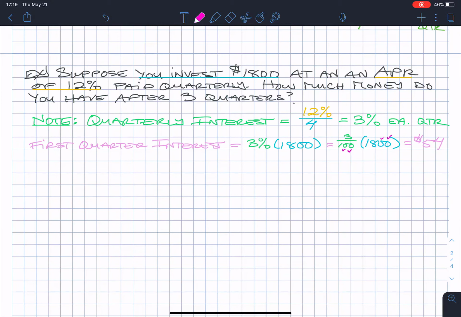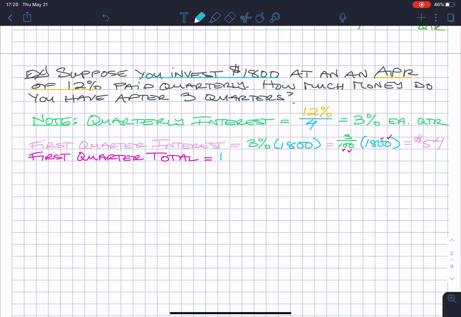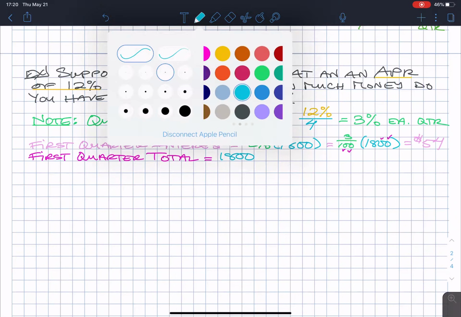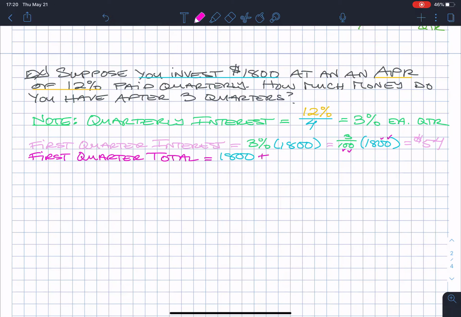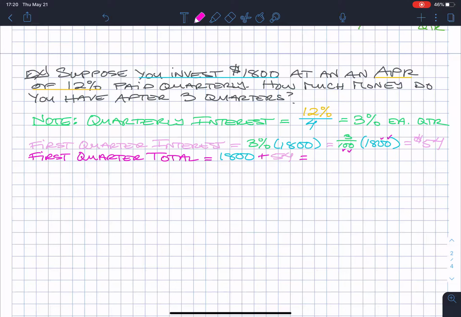Okay, so the first quarter total will be my principal, which is $1,800, plus the interest of $54. Okay, so my first quarter total is going to be $1,854.